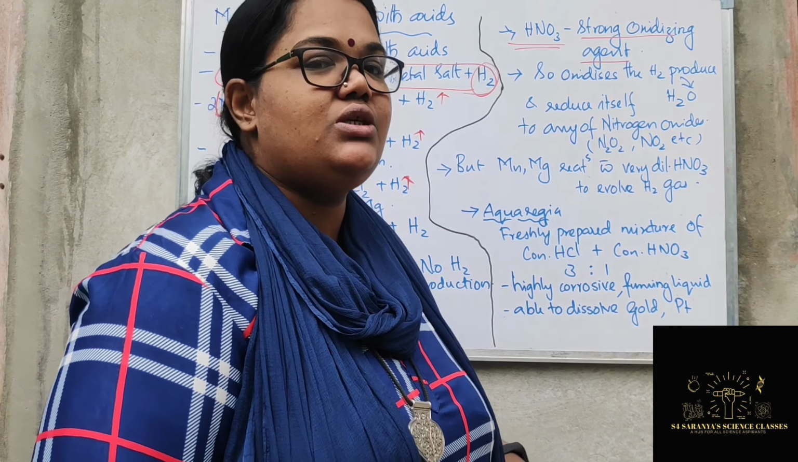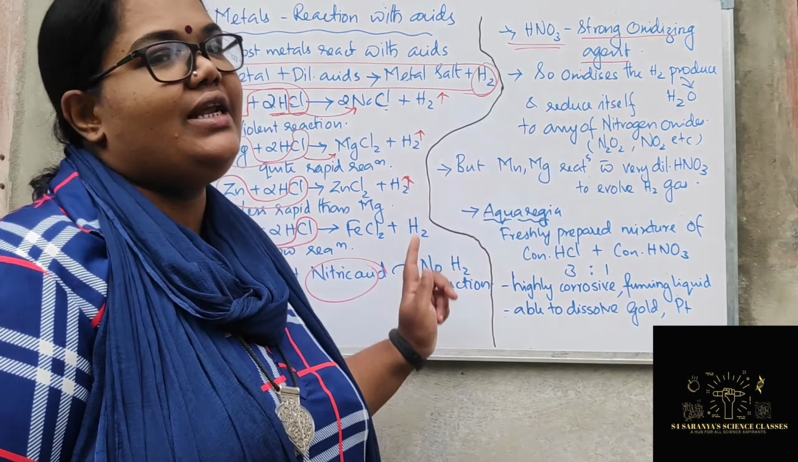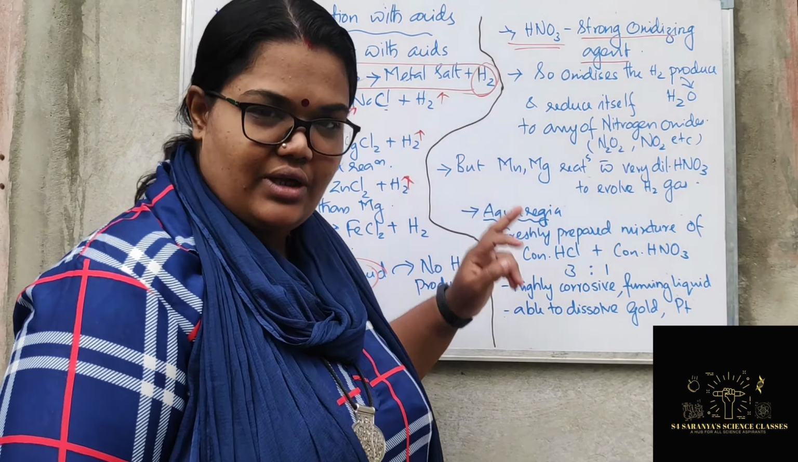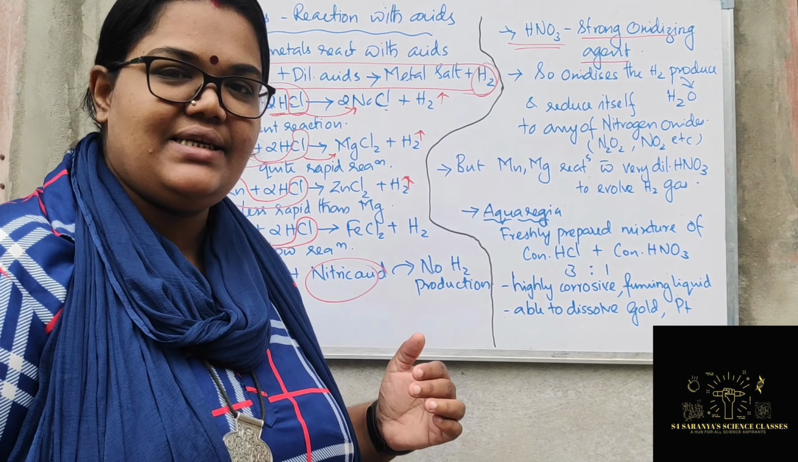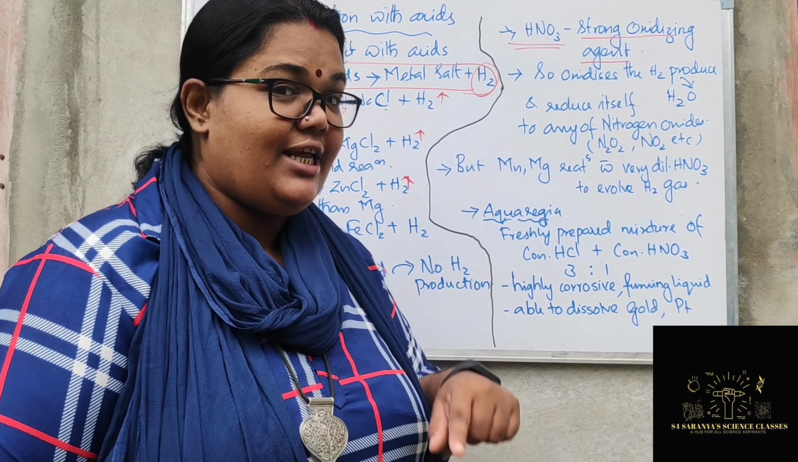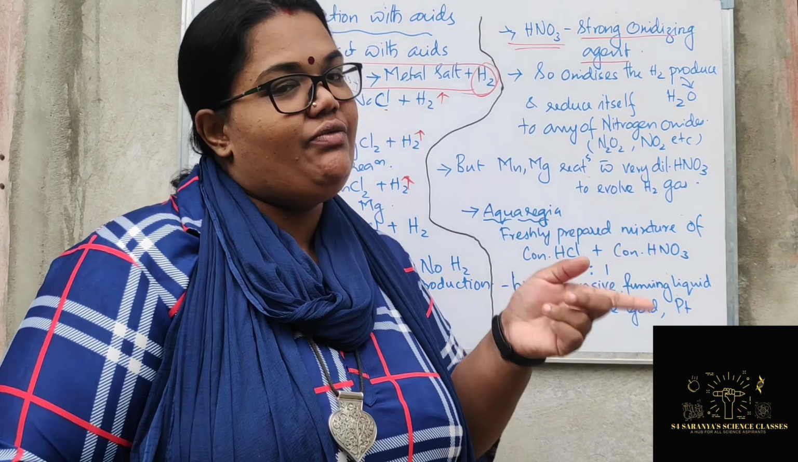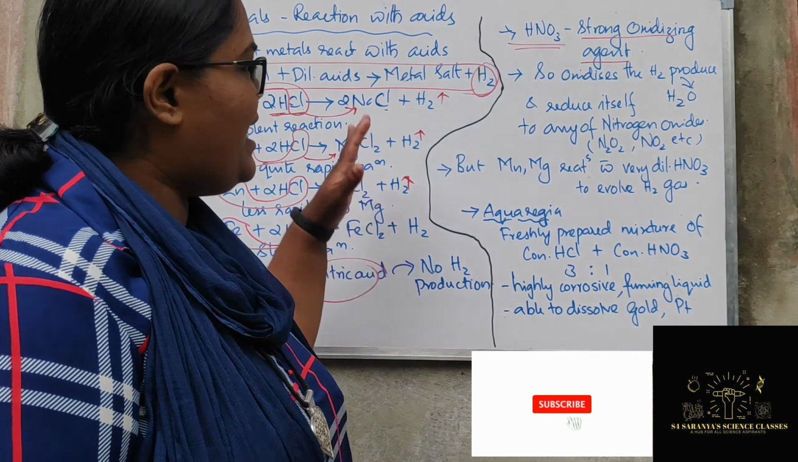There are also exceptions. If you are taking manganese or magnesium, which will react with dilute nitric acid, then you will get hydrogen gas. The same reaction pattern it will follow. So this is also an exception here. Most of the metals which react with nitric acid give no evolution of hydrogen gas. But if you are taking manganese and magnesium with dilute nitric acid, then you will get hydrogen gas. I hope the reaction is clear.